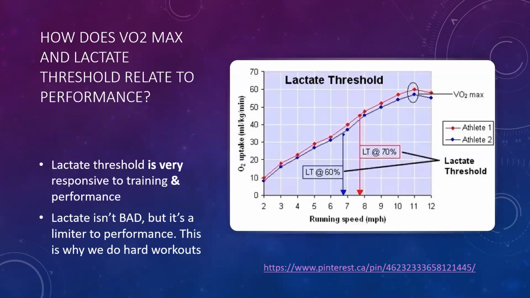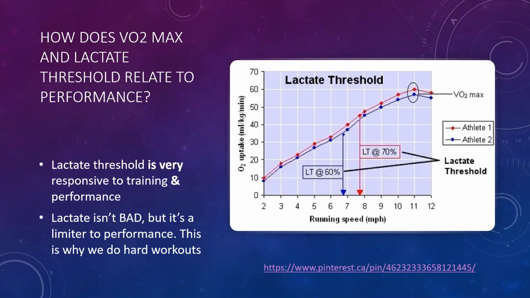Okay, I don't have many graphs, but this is one of them. So if you're not a science person, bear with me. But I want to really look at VO2 max and lactate threshold and how they relate to performance. In this chart, there are two athletes running at different speeds, and it shows how their VO2, their oxygen intake, increases as their running speed increases. That makes sense. But athlete 1 and athlete 2 have basically the same VO2 max, but they have different lactate thresholds. You can't tell that from this test, but it's just information given to us.